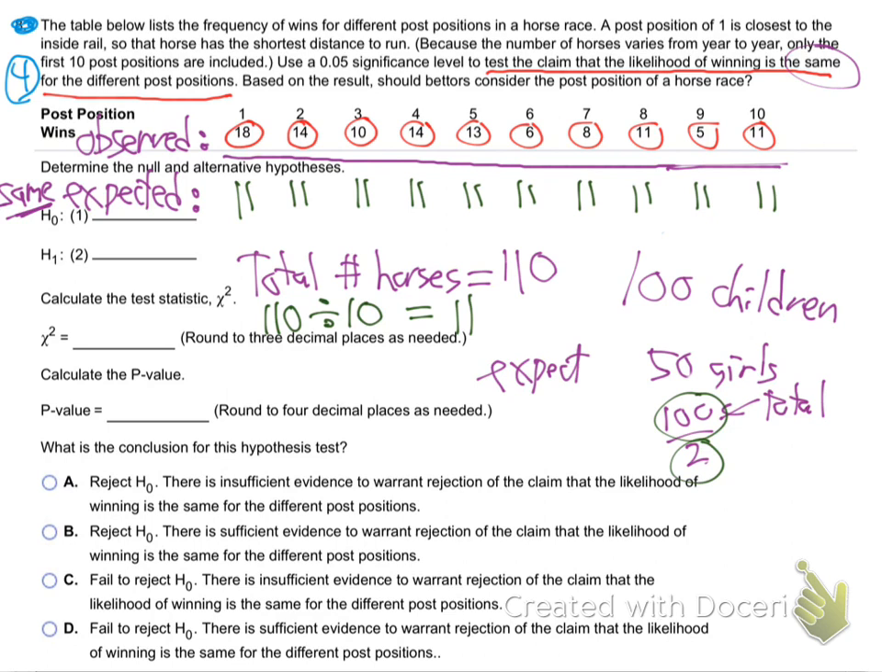So we have the observed and the expected. We've got to put those in our calculator as L1 and L2. L1 is the observed, and L2 is the expected. You just put that all the way across.